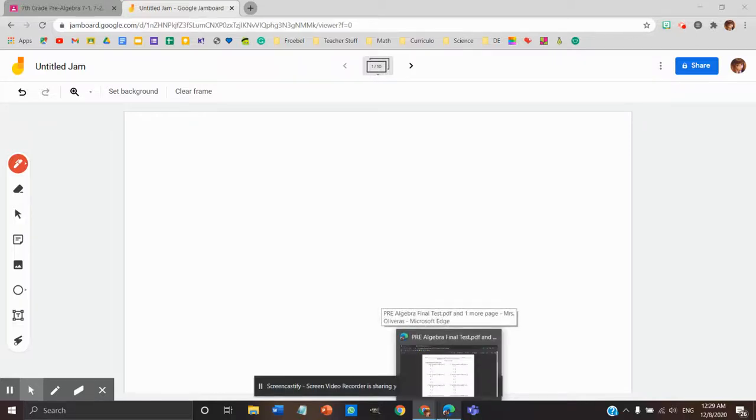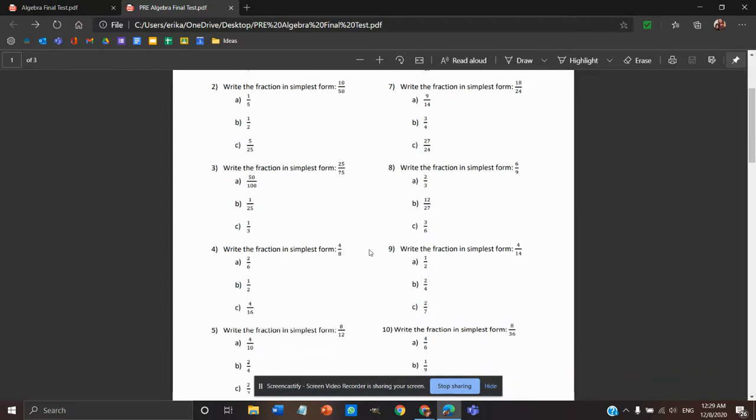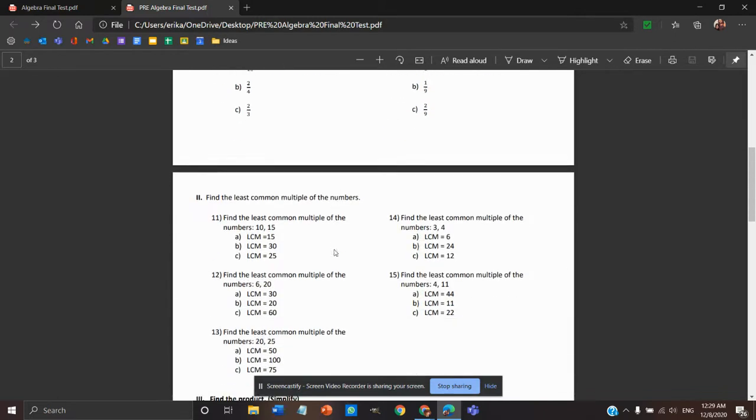So today we're gonna do a little bit of an overview of what you're gonna be seeing on your final math test. So this is your final math test, pre-algebra. You're gonna have 5 parts. The first one says write the fraction in the simplest form. You're just gonna do that for each one of the exercises and choose the best answer.